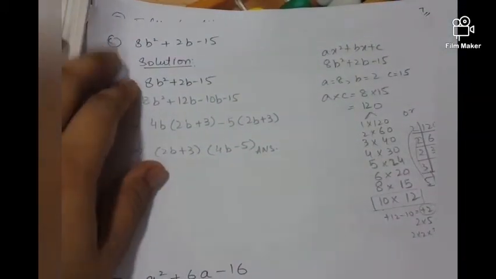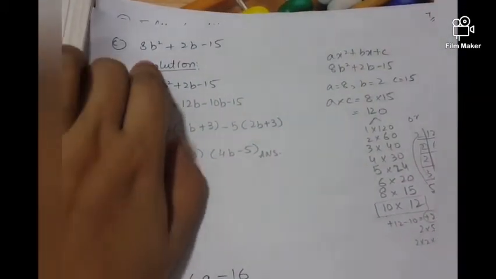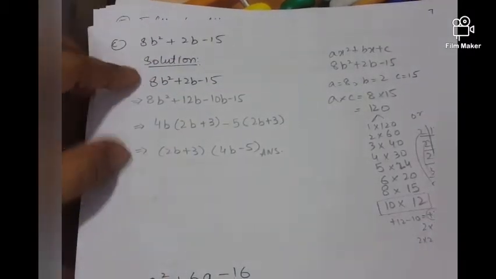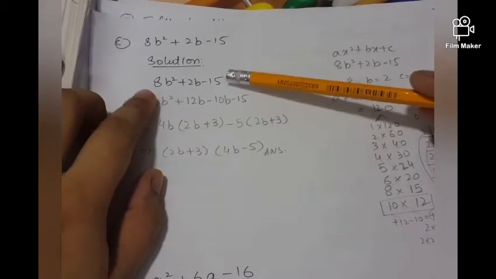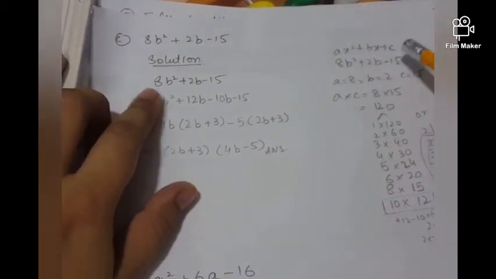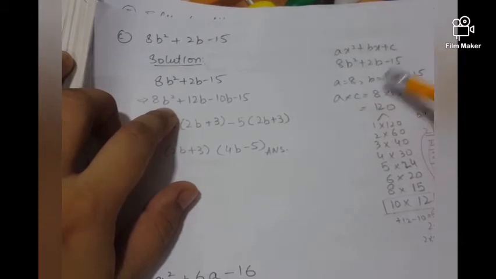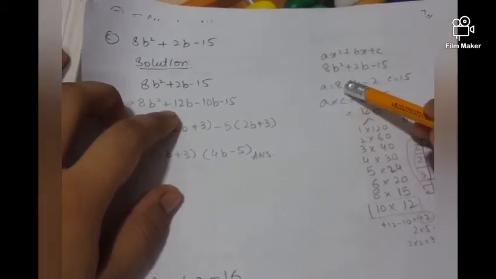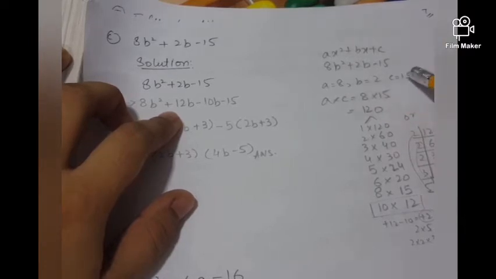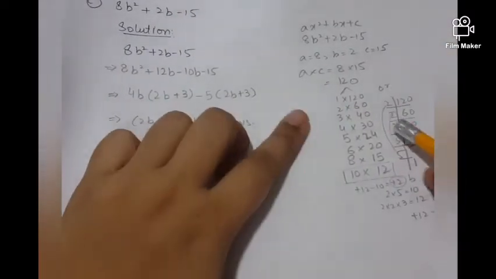Now here is another example of the third condition, 8b square plus 2b minus 15. I have rewritten the equation, then ax square plus bx plus c. Now a is equal to 8, the quadratic coefficient, the linear coefficient b is 2, and c is the constant 15. I haven't written the sign with the c. Now a multiplied by c is 120.